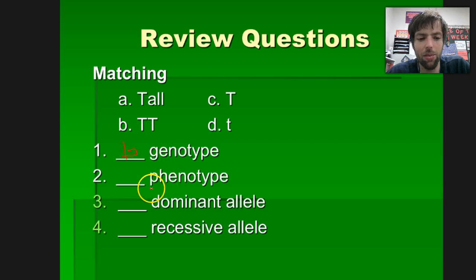So what's a phenotype? My vocabulary says phenotype is the physical expression of alleles. So that's not what something looks like. Tall is what something looks like, so the answer there is A. Dominant allele, dominant are capital letters. Answer is C. Recessive alleles are lowercase. So B, A, C, D. All right. Hope you guys got the right answers.